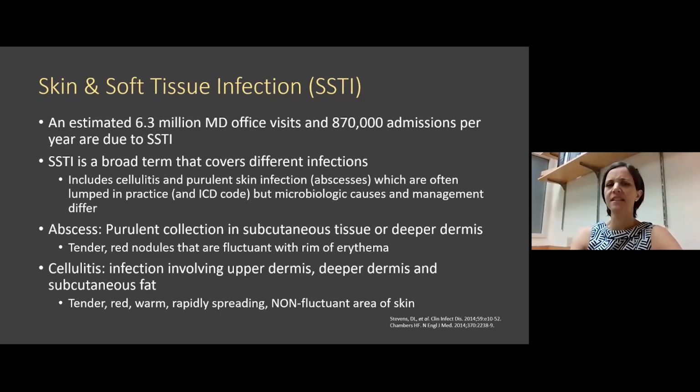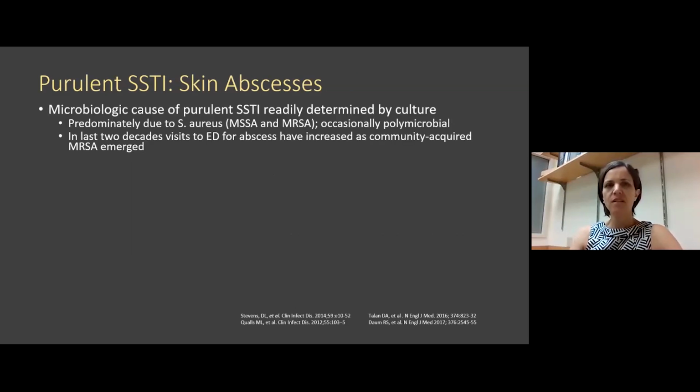In contrast, cellulitis is an infection involving the upper dermis, deeper dermis, and subcutaneous fat. It causes a tender, red, warm, rapidly spreading area on the skin, but it is not fluctuant. It occupies more real estate usually, so it's a bigger patch of redness. So first, let's cover the purulent skin and soft tissue infections.